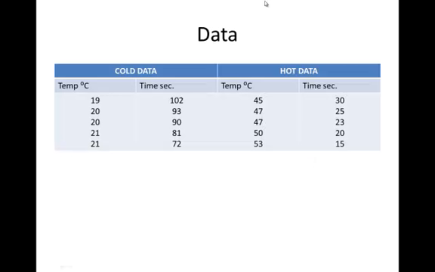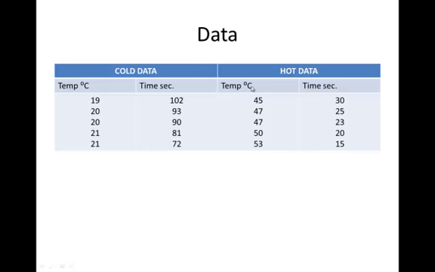Alright, if we take a look first, we have our data here. This is just some data for an example. We have our cold data, and we have some hot data. If you take a look, we have our temperature here in Celsius. We have 19, 20, 20, 21, and 21. We have our time here in seconds for each of those corresponding temperatures.